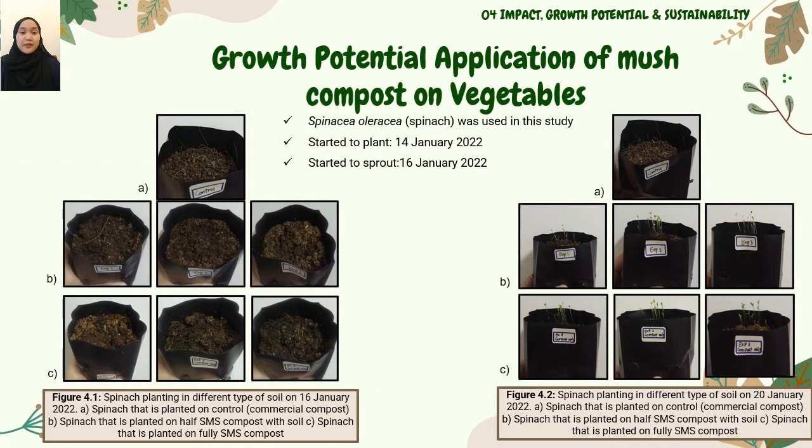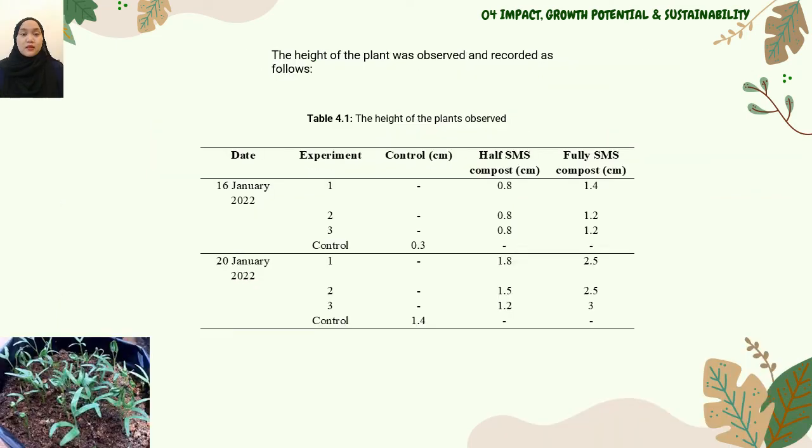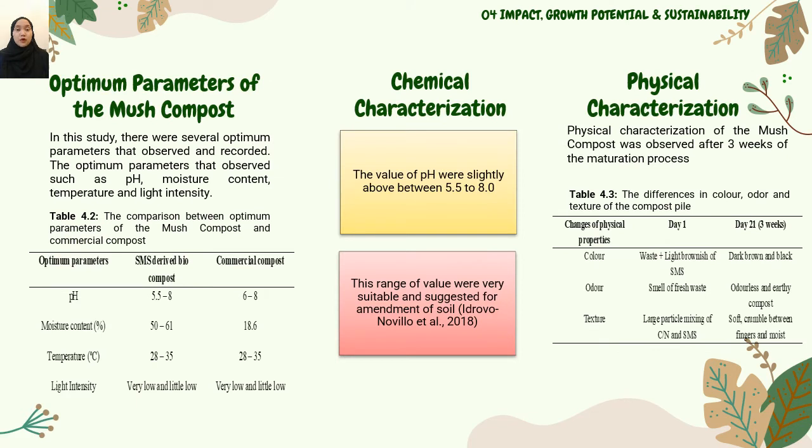For the potential application on vegetables, spinach is used. It was planted on 14 January and started to sprout on 16 January. Figure 4.1 shows the plant on 16 January, while Figure 4.2 shows the plant on 20 January. Table 4.1 shows the height of the plants, where plants that use mush compost show the highest. Furthermore, Table 4.2 shows the optimum parameters of the mush compost.